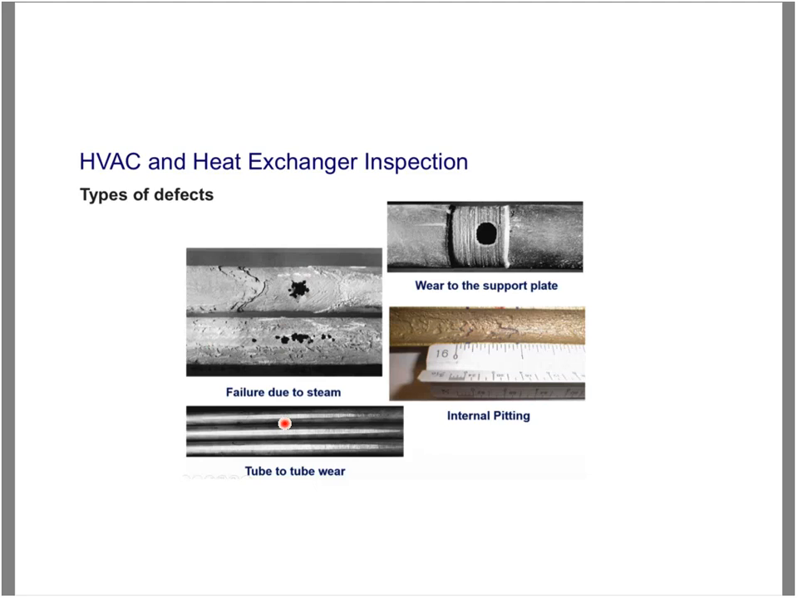Now, another one that could happen is what we call a taper defect, and that's tube to tube wear. So if your tubes are actually too close and there's vibration, the tubes could actually start rubbing on each other and creating, as you can see here, flat surfaces. So these flat surfaces are basically wall loss. So you don't want that.